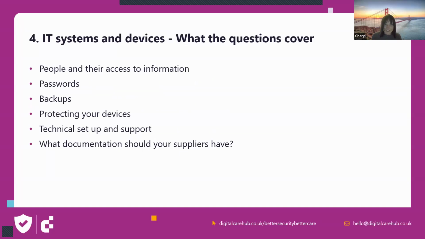So the next question: the IT systems and devices. These look at your staff and your volunteers. What access to information do people have? Around passwords, is it a strong password that you've got? Any backups? In terms of the information, should something happen, how can staff, like if you're in home care, access information if it's needed? Around protecting your devices, looking at what protection you do need, the technical setup and support that might be needed, and what documentation you should be asking your suppliers for.